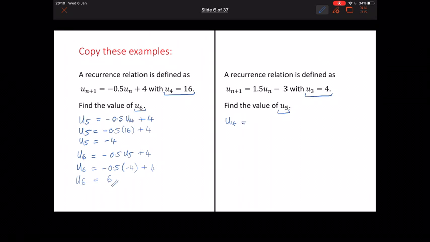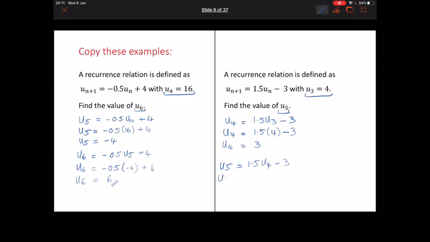So u4 is equal to 1.5 times u3 take away 3. So u4 is equal to 1.5 times 4 take away 3, which comes out as 3. So u5 then is 1.5 times the previous term, so 1.5 times u4 take away 3. So it's 1.5 times 3 take away 3, and that gives us a value of u5 as 1.5.